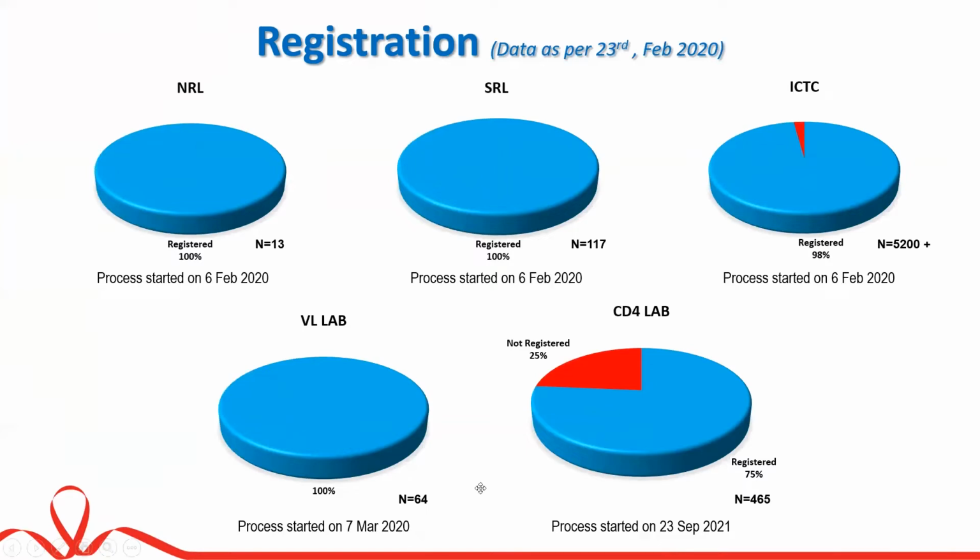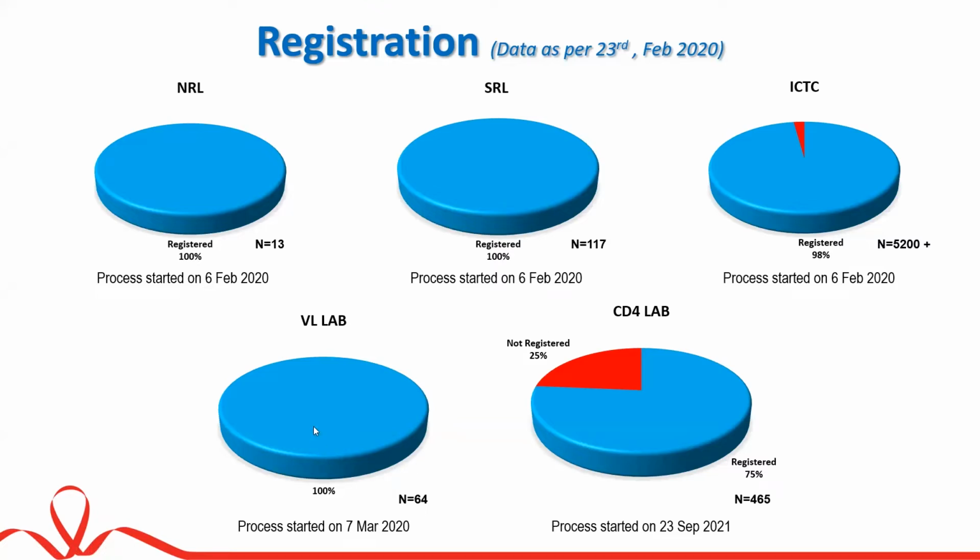This is the last week's data. In NACO-Prayogshala there are 2, 3, 4 modules. We have already explained that the serology module we started on 6th of February 2020. You can see the NRL, National Reference Laboratories, are 100% registered, SRL is 100% registered, and ICTC is almost 98%. Only very few of them are not registered.